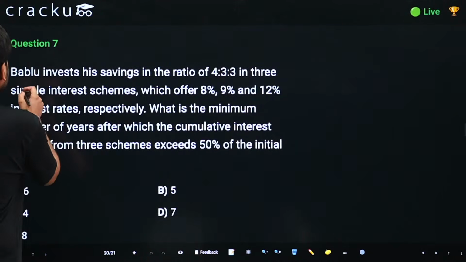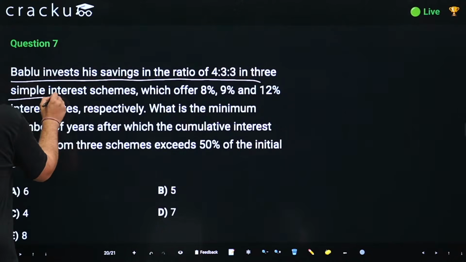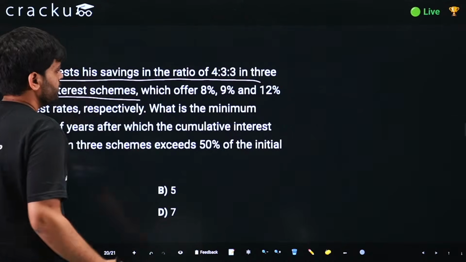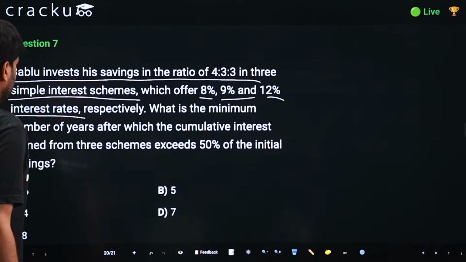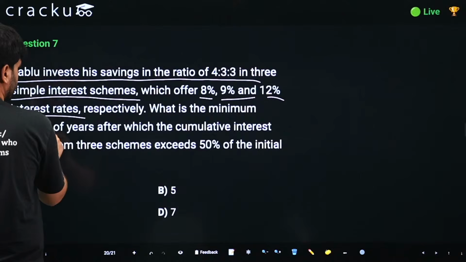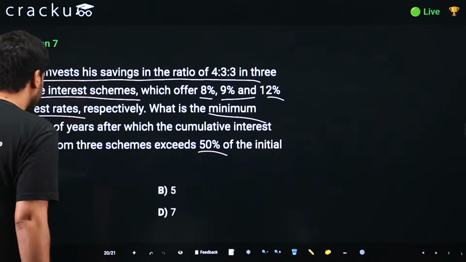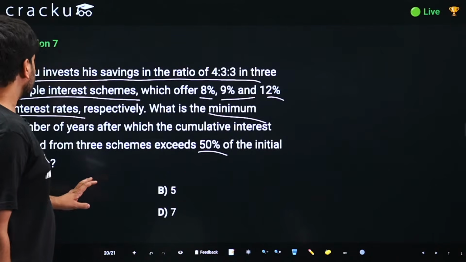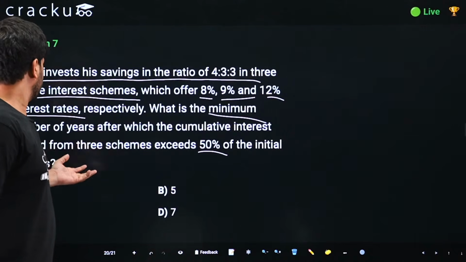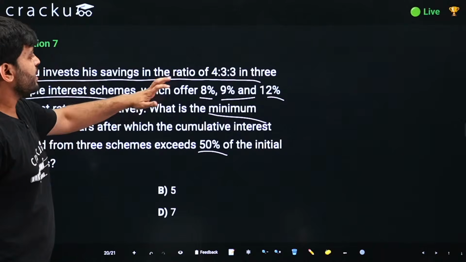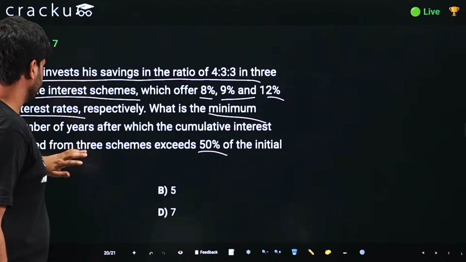So in this question, we are given that Bablu invests his savings in the ratio of 4:3:3 in 3 simple interest schemes, which offer 8, 9, and 12% interest rates. What is the minimum number of years after which the cumulative interest earned from the 3 schemes exceeds 50% of the initial savings? In this question, we are not really given the principal or the initial savings. We are given the ratio in which it is divided in 3 schemes giving different interest.